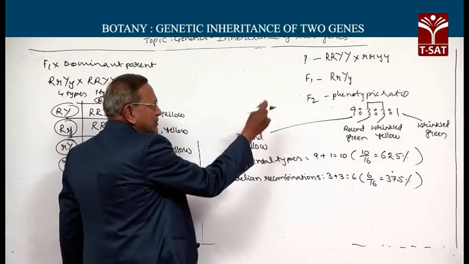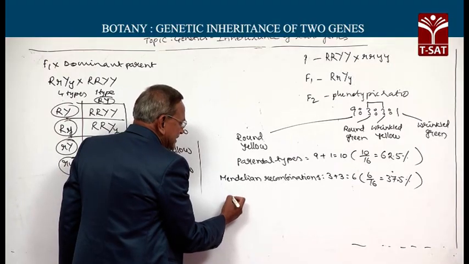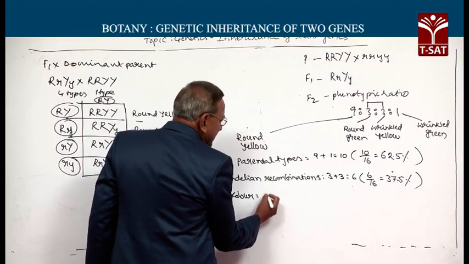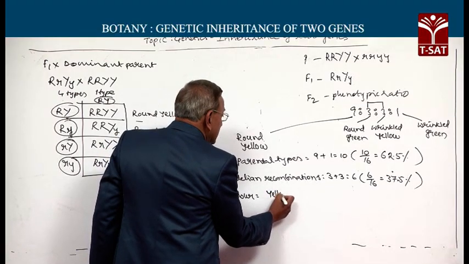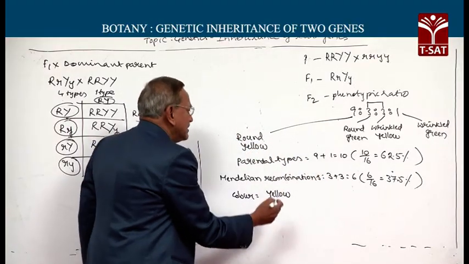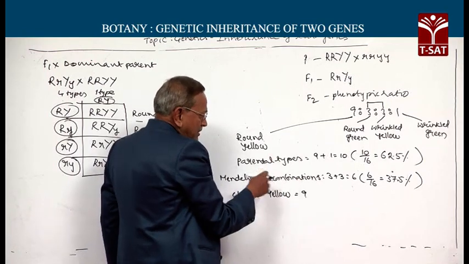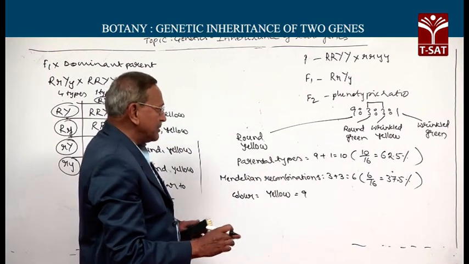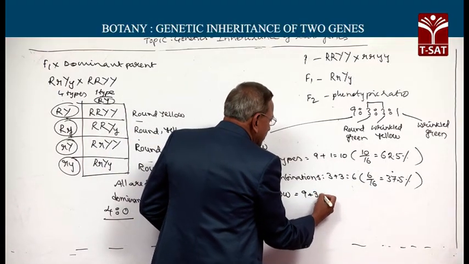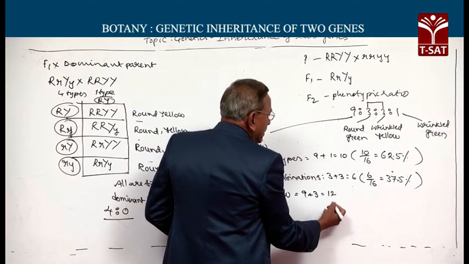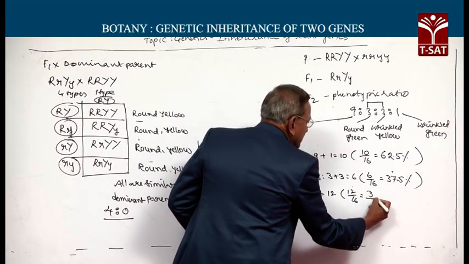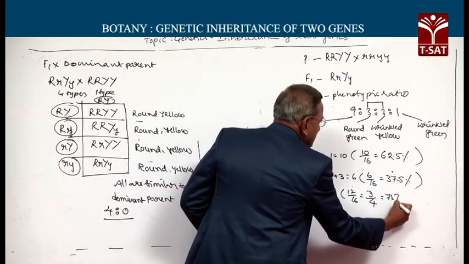Let us look into that aspect also. Let us consider color. 2 colors are here. How many yellow progeny are there in 16? You have this 9 are yellow, not considering the other character, shape of the seed. So you have 9 progeny yellow and another 3 progeny yellow, and 12 out of how many? 12 out of 16 is nothing but 3 by 4 or 75%.